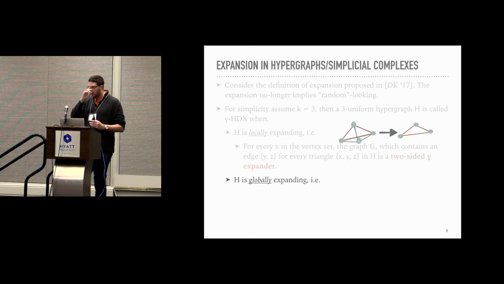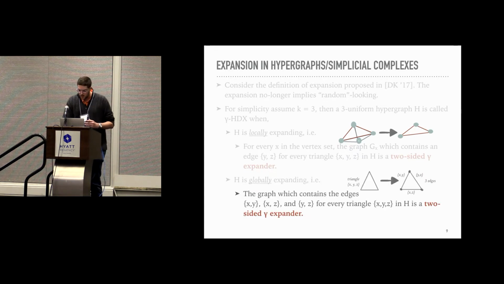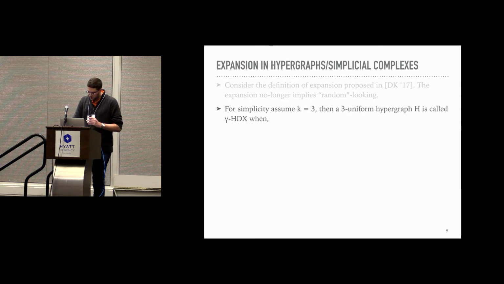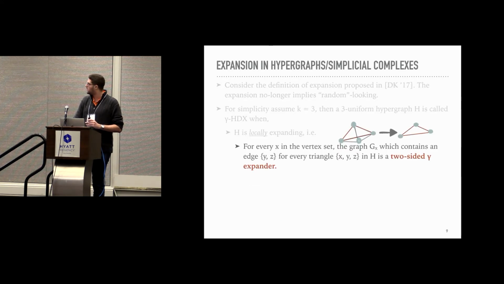Okay, I also need this graph to be globally expanding. What does this mean? For every triangle, I'm going to get 3 edges just by considering a triangle as a set of 3 edges. And I'm going to add them to my graph, and I want the resulting graph to be a 2-sided expander. Okay, so for both notions of expansion here, I want 2-sided expansion.